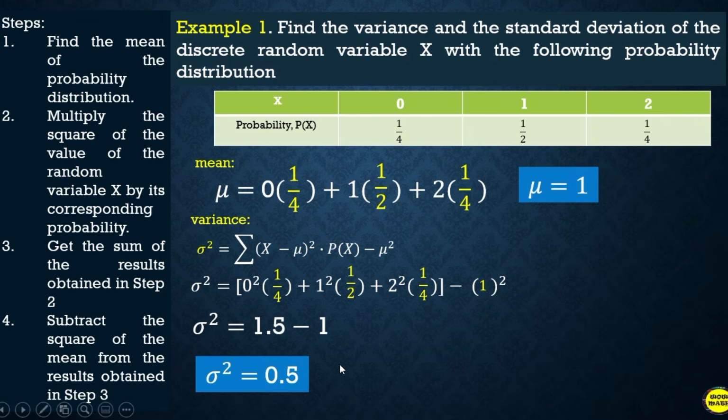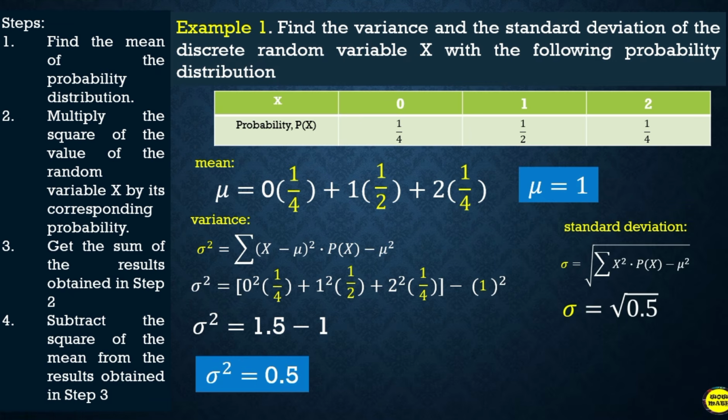So, anong next natin kukunin since nakuha na natin yung variance? Of course, yung standard deviation. Sabi ko nga kanina sa previous slide, madali na lang kunin yung standard deviation dahil kukunin mo lang yung square root ng variance mo. So, since nakuha na natin yung value ng variance natin, kunin lang natin yung square root niyan. So, yung square root ng 0.5, that is 0.71. So, again, yung mga final answer natin dito, yung mean natin is 1, yung variance 0.5, and yung standard deviation is 0.71.